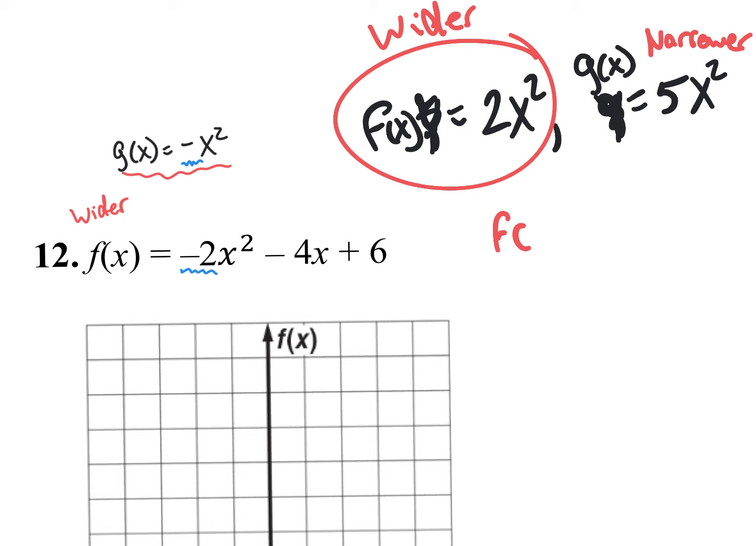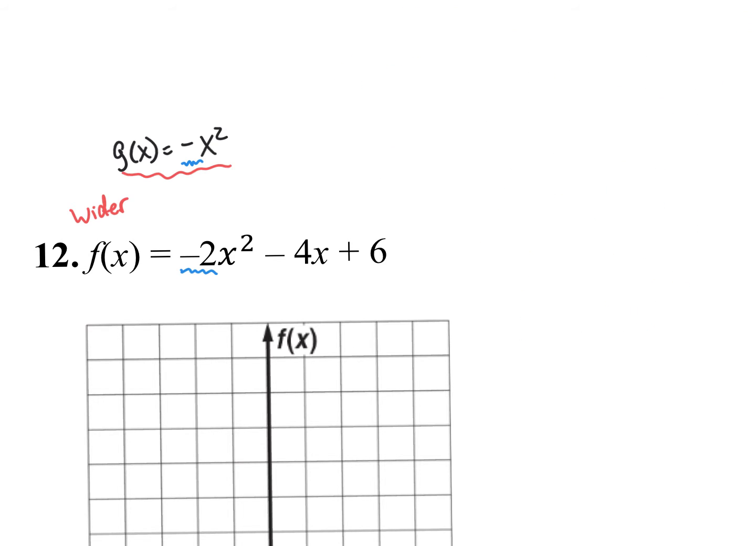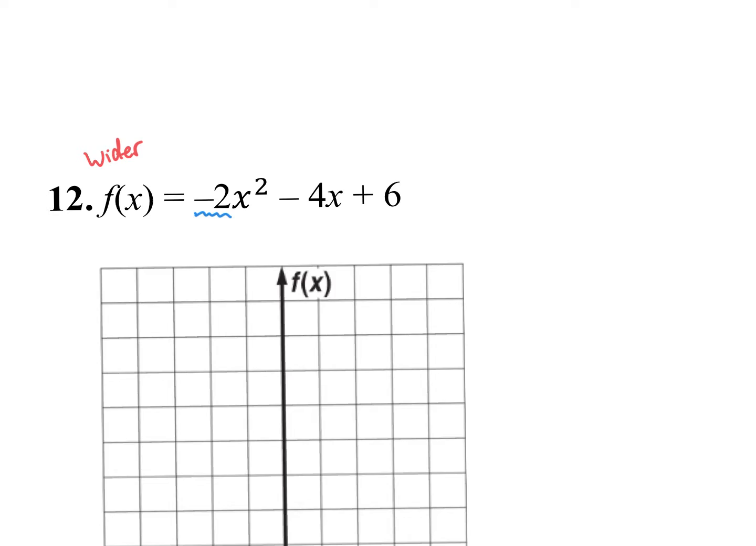If I compared f of x, if it were like 1/2 x squared, to g of x, which is a regular x squared, then this one would be wider because this a value is closer to 0. 1/2 is closer to 0 than 1. So the one that's closer to 0 will be wider. The one that's further away from 0, I'm talking about the a value here, will be narrower. So I hope that makes sense. Those are all questions that I could ask.